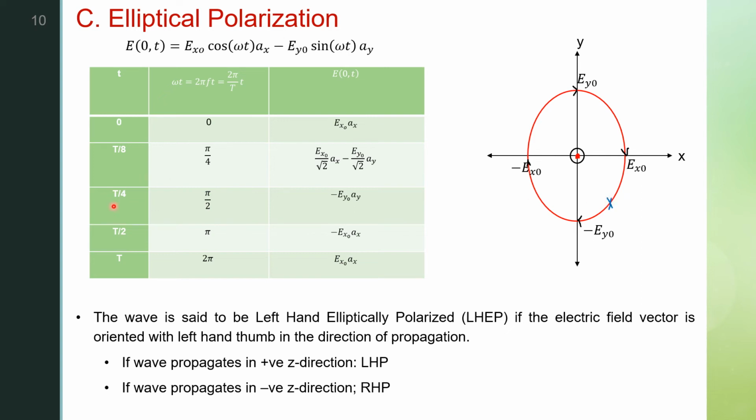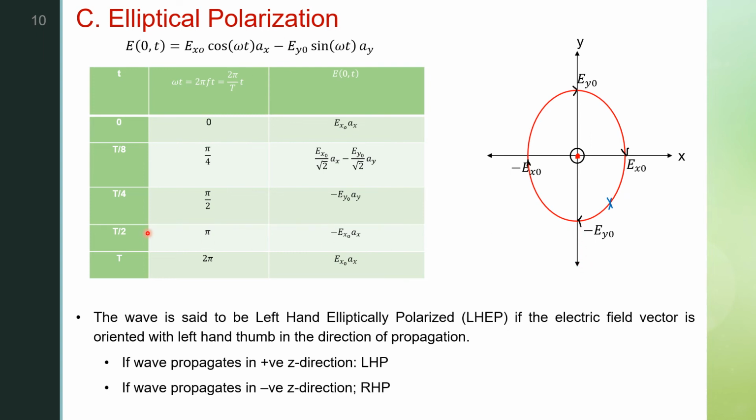Now another time instant, 1 by 4th of the time period. When small t is equal to capital T by 4, omega t will be pi by 2. So cos pi by 2 is 0, whereas sin pi by 2 is 1. So substituting cos pi by 2 and sin pi by 2, you will get the answer of the electric field vector at z equal to 0 as minus Ey0 Ay. So how can you plot it in the graph? Along y direction, the magnitude is minus Ey0.